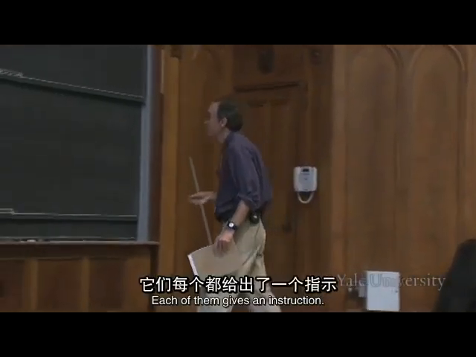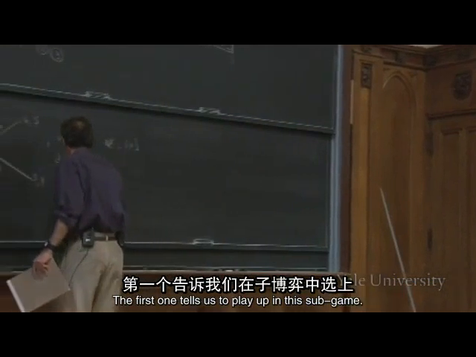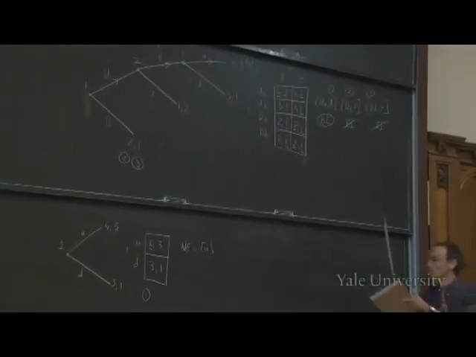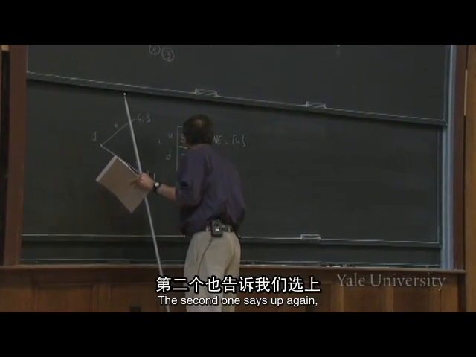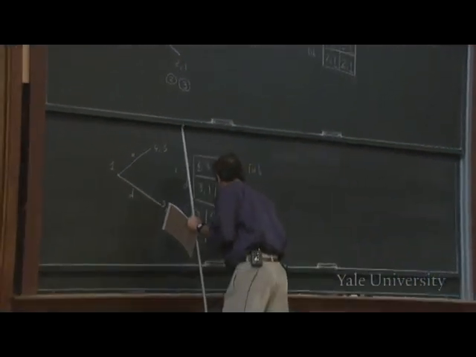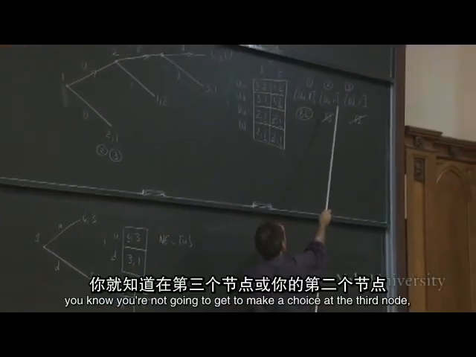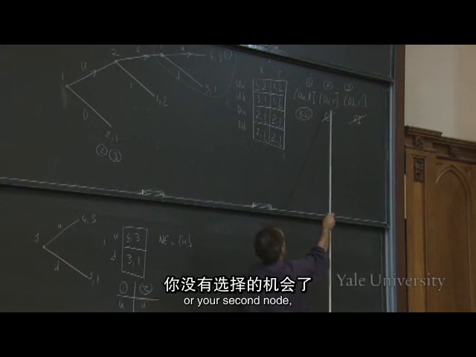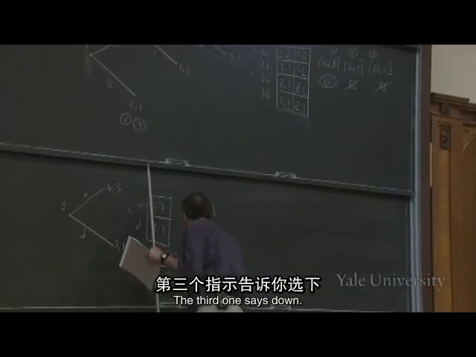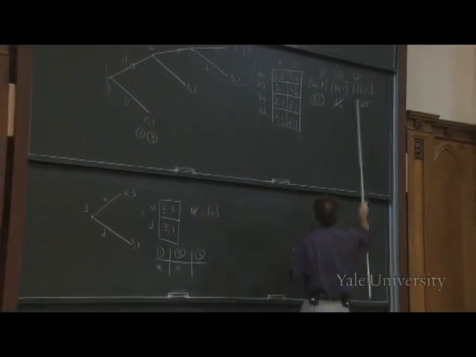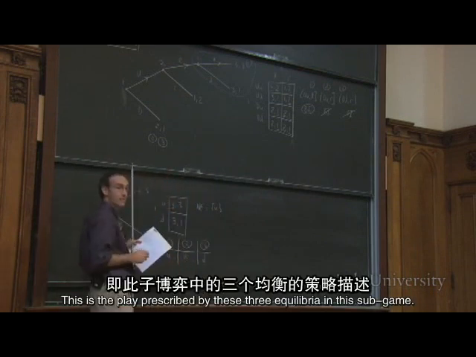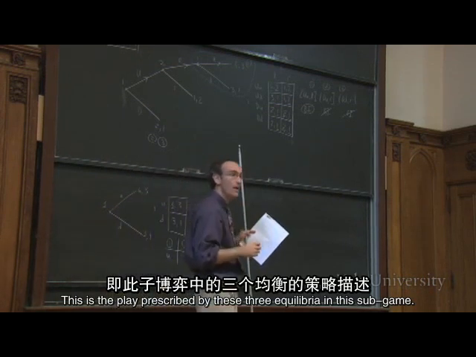All right? So let's look at the instructions. Each of them gives an instruction. The first one tells us to play up in the subgame. First one says up. The second one says up again. And notice this was redundant, right? Once you've chosen down, you know you're not going to get to make a choice at the third node or your second node, but nevertheless, there's the instruction and it says up. Right? And the third one says down. So these are the instructions of these 3 equilibria in this little subgame. This is the play prescribed by these 3 equilibria in this subgame.